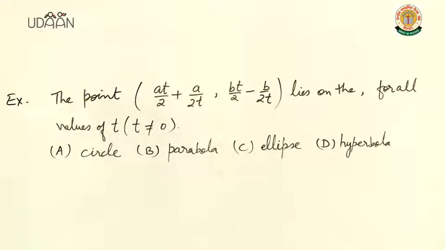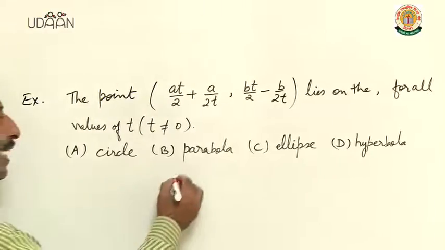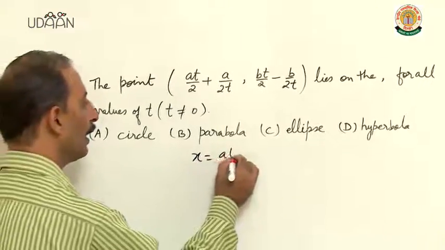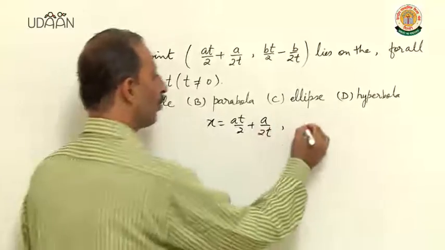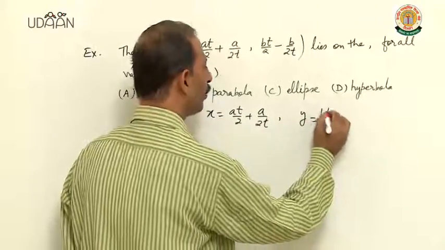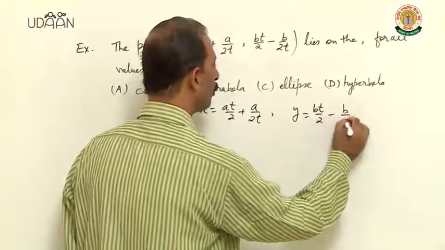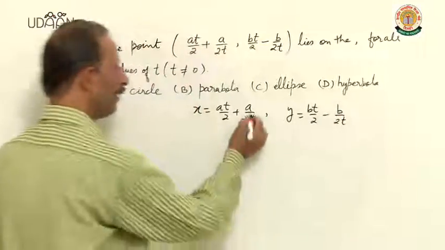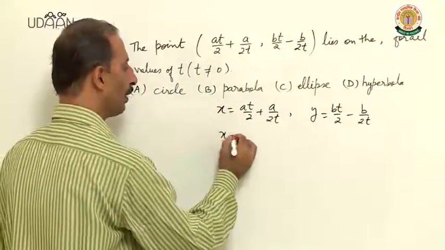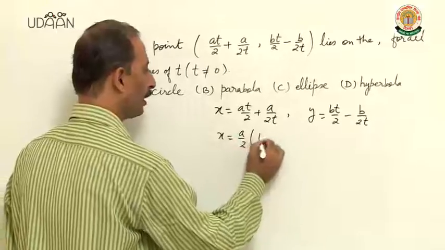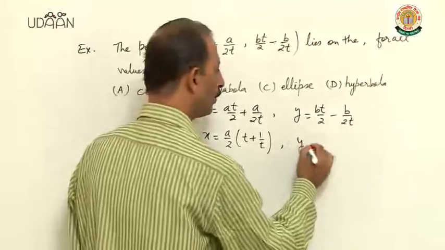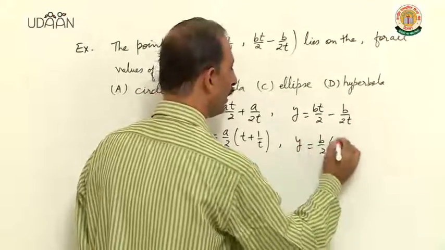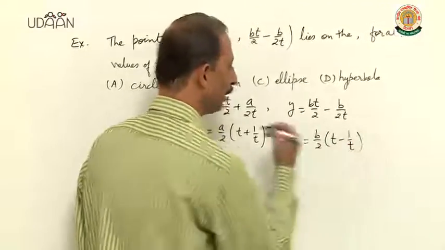First of all, you have to decide which type conic is this. So let us suppose x coordinate is at upon 2 plus a upon 2t and y coordinate is bt upon 2 minus b upon 2t. If you take here a upon 2 common, then it becomes t plus 1 upon t. Here also you will take b upon 2 common, so it becomes t minus 1 upon t.